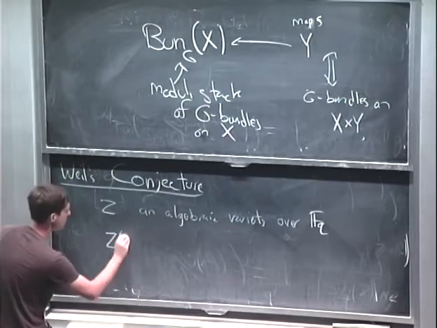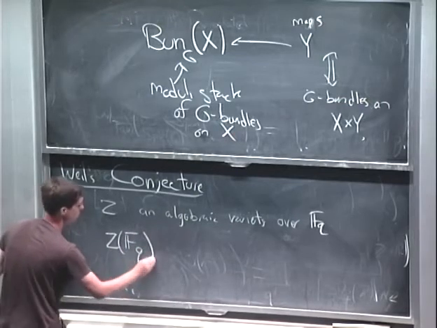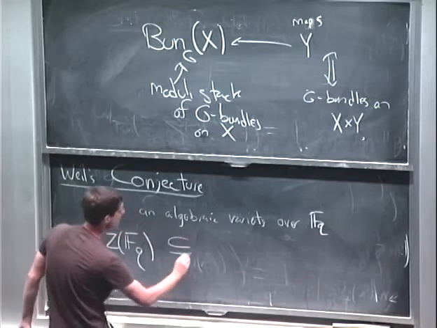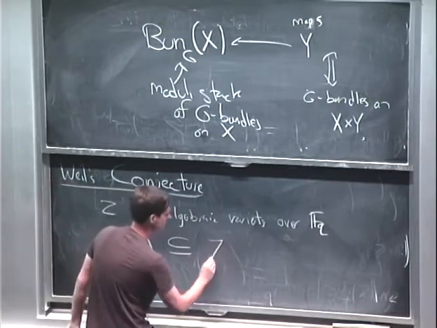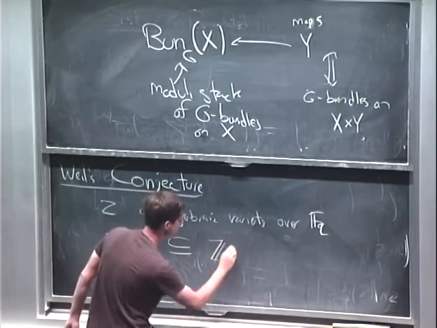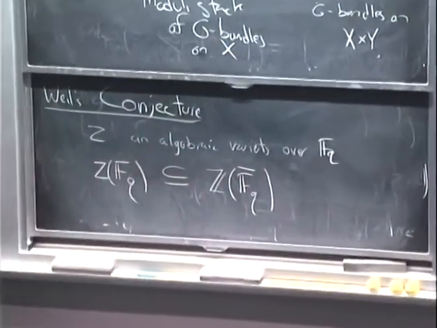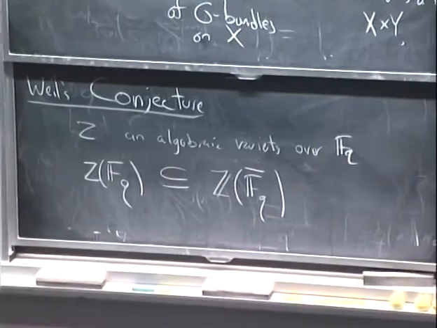So let me write that set of solutions. I'll call it Z(F_q). F_q is a finite field, so that's a finite set, and the question is, how many elements does it have? Well, the idea is, let's embed this in a much larger set. Let's embed this in Z(F_q bar), where F_q bar is an algebraic closure of F_q.